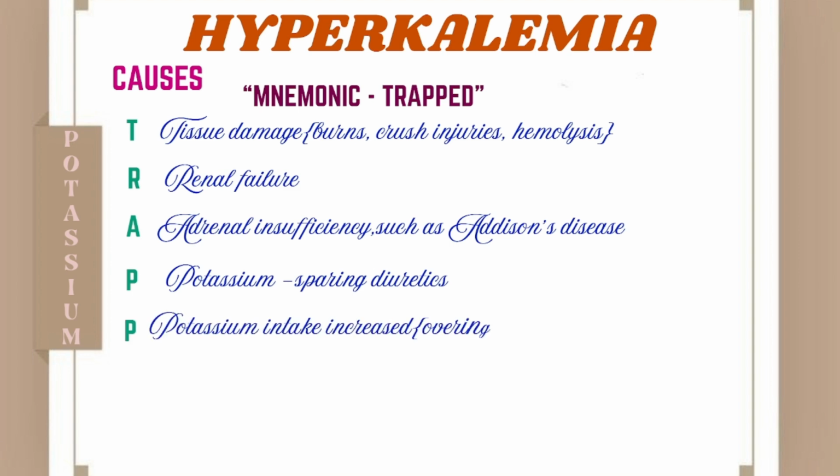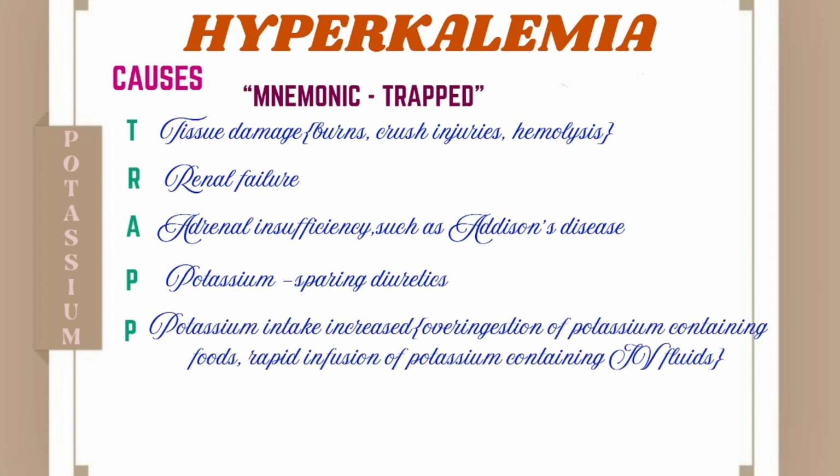P. Potassium intake is increased: over ingestion of potassium containing foods, rapid infusion of potassium containing IV fluids. There is increased intake of potassium from diet or overuse of potassium supplements or due to rapid IV potassium infusion. There is increased level of potassium in the body and the condition of hyperkalemia may develop due to this.